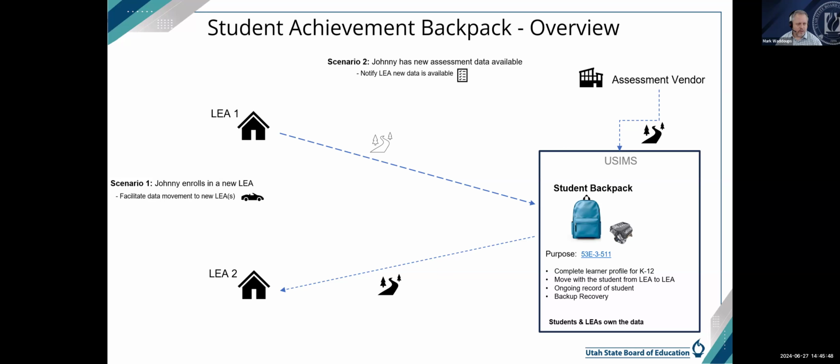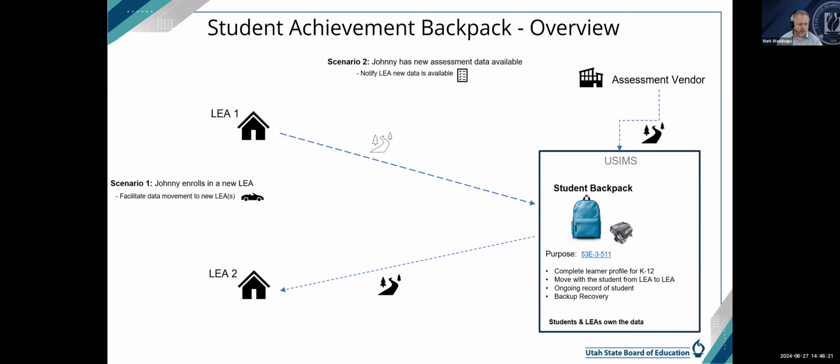So the first main scenario is, let's say that Johnny is moving from LEA 1 to LEA 2, and those SIS systems are different. The student achievement backpack is meant to move with the student. So if they move from one LEA to another, it moves with them. So we have this comprehensive file, if you will, or files that move with that student, similar to folders in a backpack.